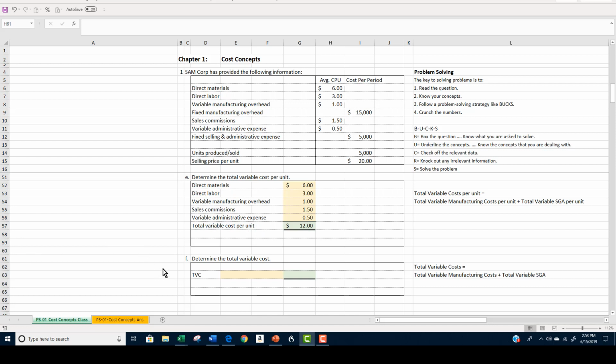Question F asks that we determine the total variable costs. Well, since we already know the variable cost per unit is $12, we simply multiply the $12 by the 5,000 units sold to get $60,000.